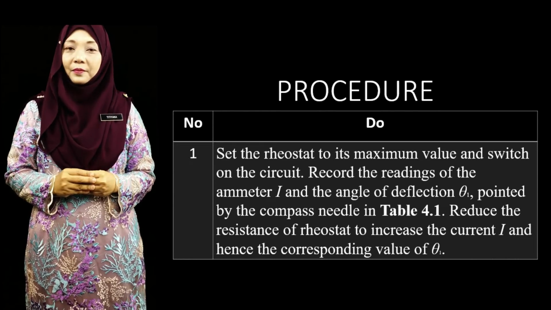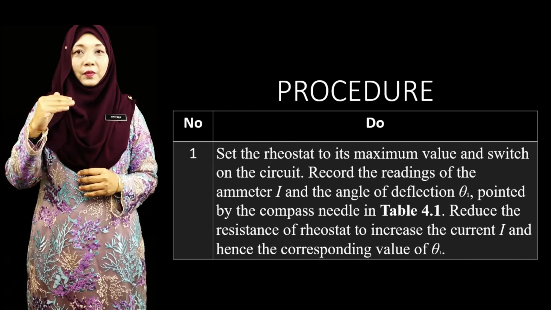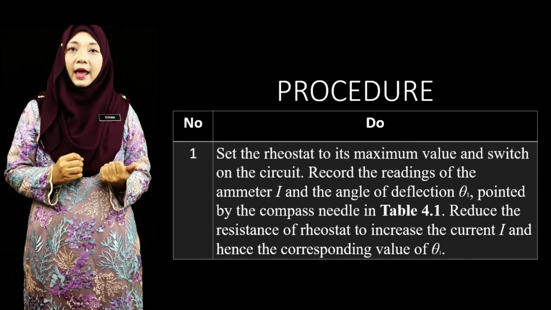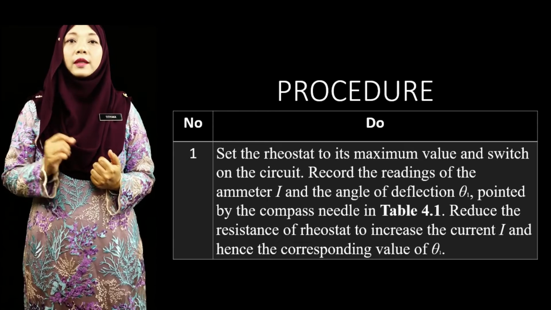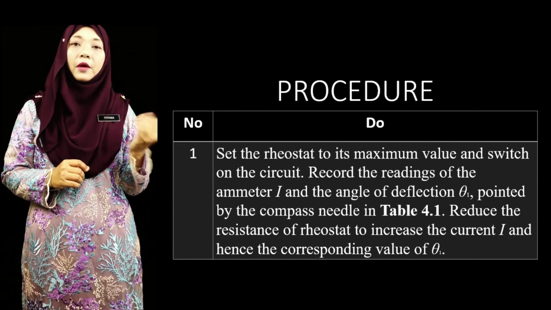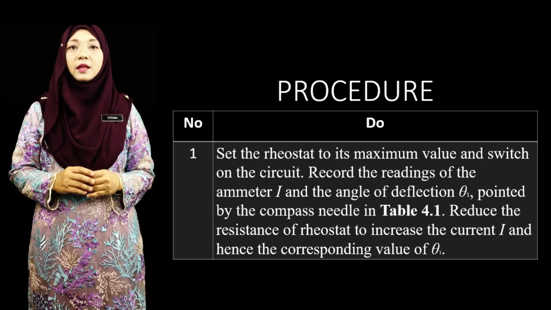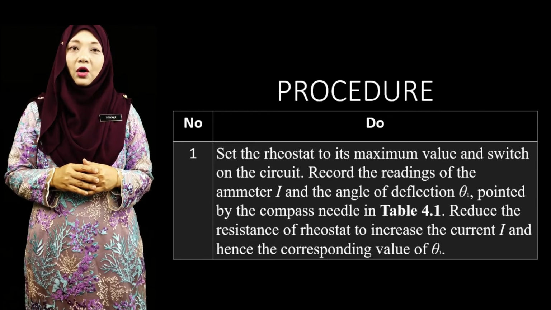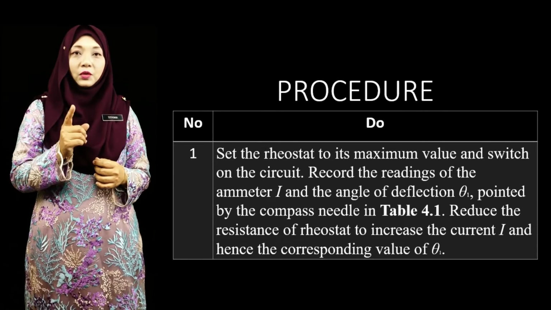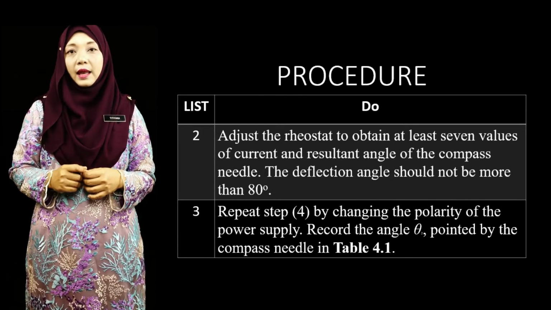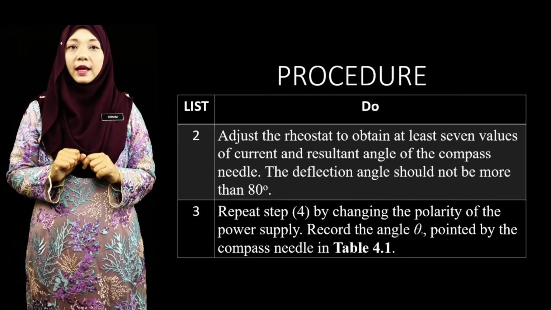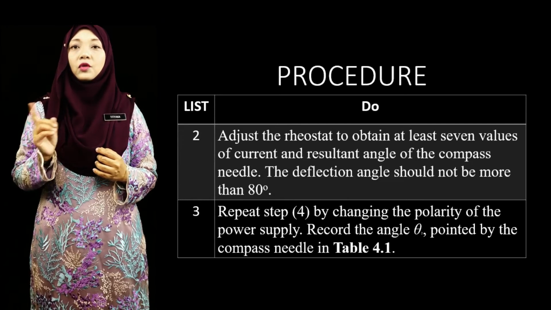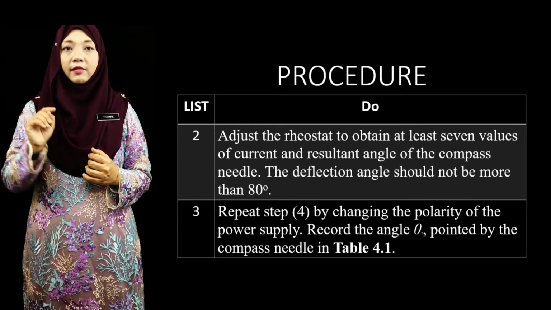After the apparatus is set up, set the rheostat to the maximum value and switch on the circuit. You are going to record the readings of current I and the angle of deflection θ1 pointed by the compass needle in table 4.1. Reduce the resistance of the rheostat to increase the current I and hence the corresponding value of θ1. You need to adjust the rheostat to obtain at least 7 values of current and resultant angle of the compass needle. The deflection angle should not be more than 80 degrees.